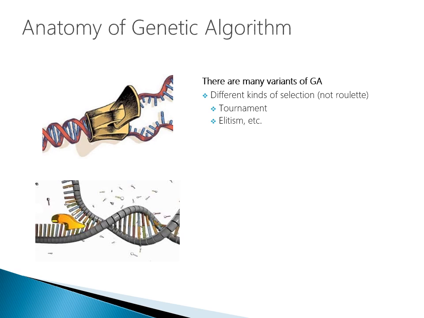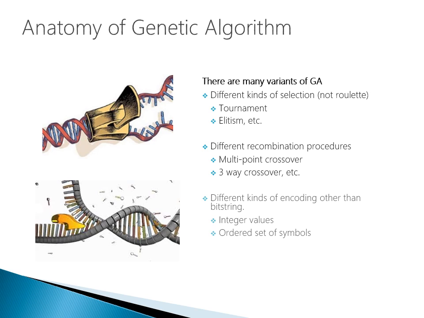So there are many variants of genetic algorithms. Okay, so we just talked about a very simple example. And there are different types of selection. Okay, so instead of using the roulette wheel approach, you can use tournaments, elitism, etc. There are different recombination procedures. Okay, so multi-point crossovers, three-way crossovers, and so on and so forth.